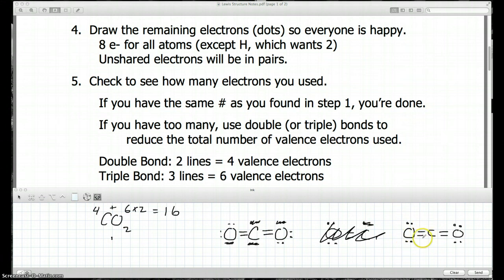2, 4, 6, 8, 10, 12, 14, 16. So it checks out with our number over here. We have 16. Always got to make sure everybody's happy. Oxygen has 2, 4, 6, 8. Remember, each line equals 2. This carbon has 2, 4, 6, 8. So it's happy. Same with the oxygen over here. 2, 4, 6, 8. So everybody's happy.